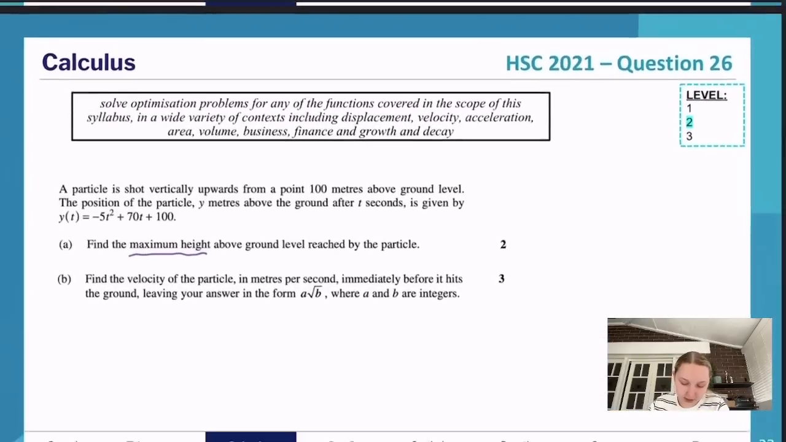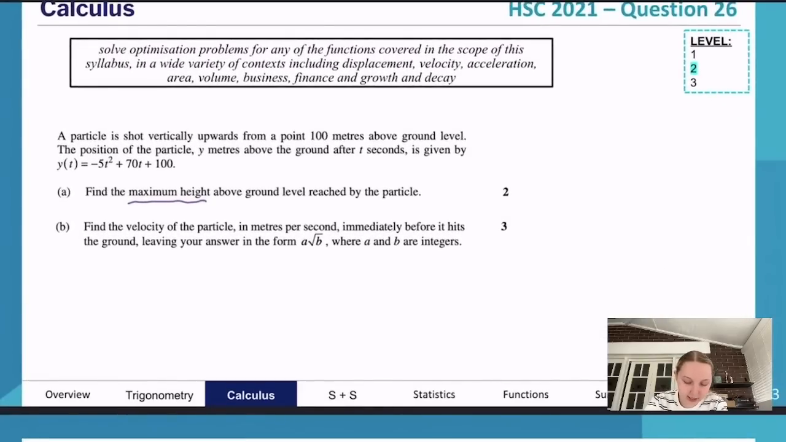Okay, so find the velocity of the particle in meters per second immediately before it hits the ground, leaving your answer in the form a times the square root of b, where a and b are integers. So this question, they're automatically giving you what they want their answer in, and velocity is our key giveaway that we want to be finding y dash.